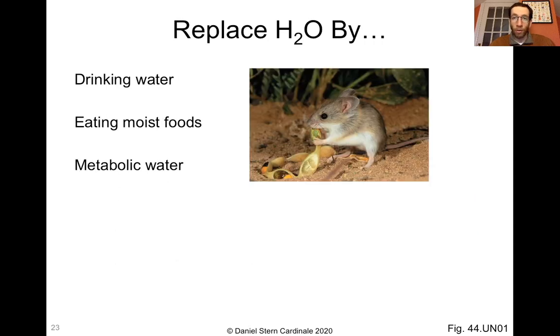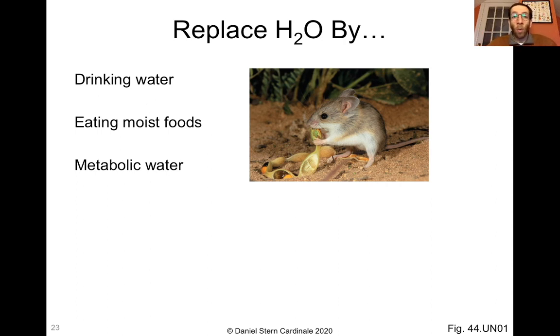We also have lots of ways to replace water in our bodies. We can, of course, drink water, and this is the primary way that most terrestrial vertebrates are going to get their water, although not all of them. We can also get water directly from our food. So if food is very moist, it has a high percentage of water, we can absorb that water in our intestines and get it that way.